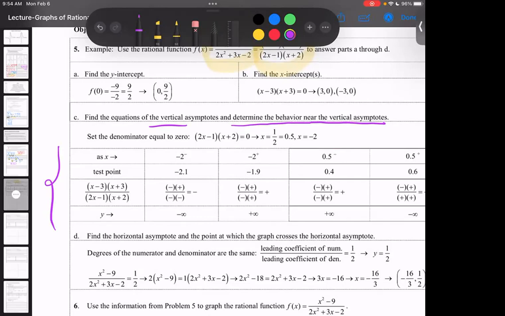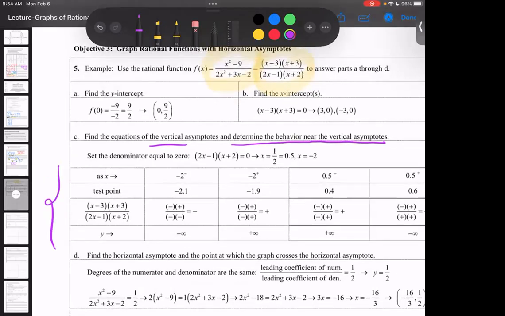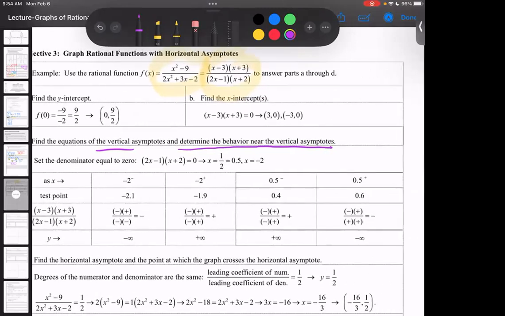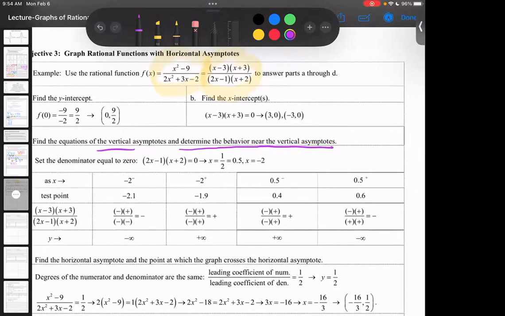Once you have the test point, you're going to plug it into the original function. When I say original function, I mean the one that you factored. I don't care about the value. All I care about is what? The sign. If it's negative, then it means when x approaches -2 from the left, y approaches negative infinity. If it's positive, then y approaches positive infinity.